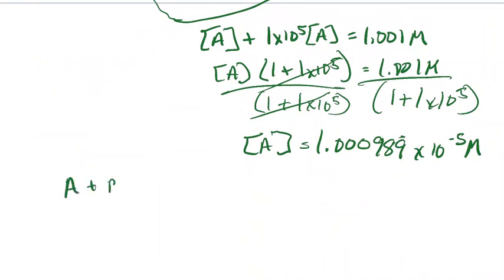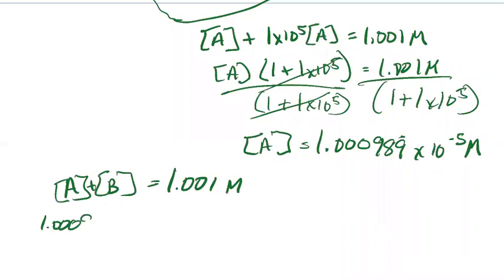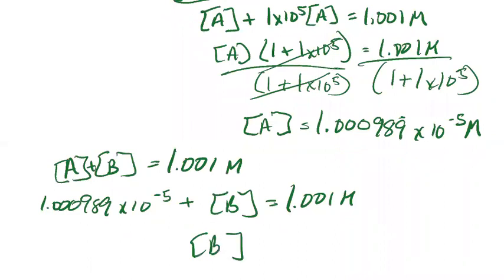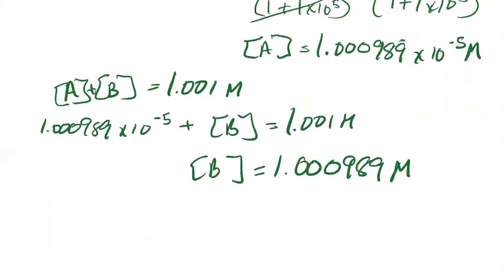So go back to your A plus B. We know A plus B was 1.001 molar. So just plug in what we now know of A: 1.000989 times 10 to the negative 5th plus B is equal to 1.001. Subtract, and you should get B equal to 1.000989. So much bigger concentration, right? Almost all of what's there is B, and that makes sense.